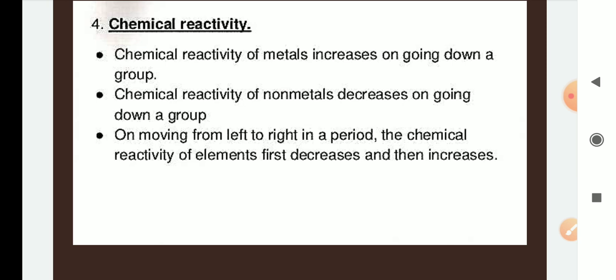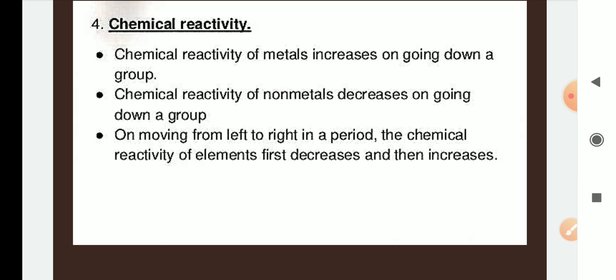Example, non-metallic character of the 17th group: fluorine is the highest non-metal, greater than chlorine, then bromine, then iodine, then astatine. So that means iodine is more metallic, but fluorine is a non-metal.